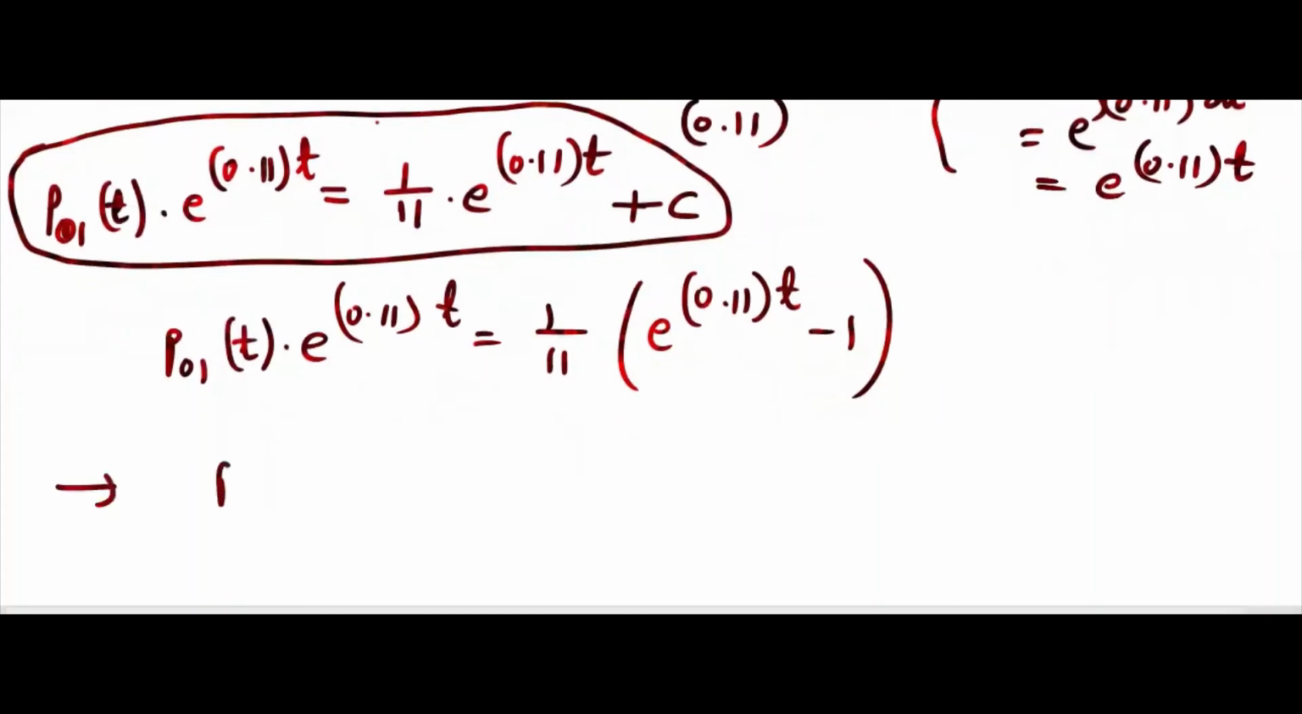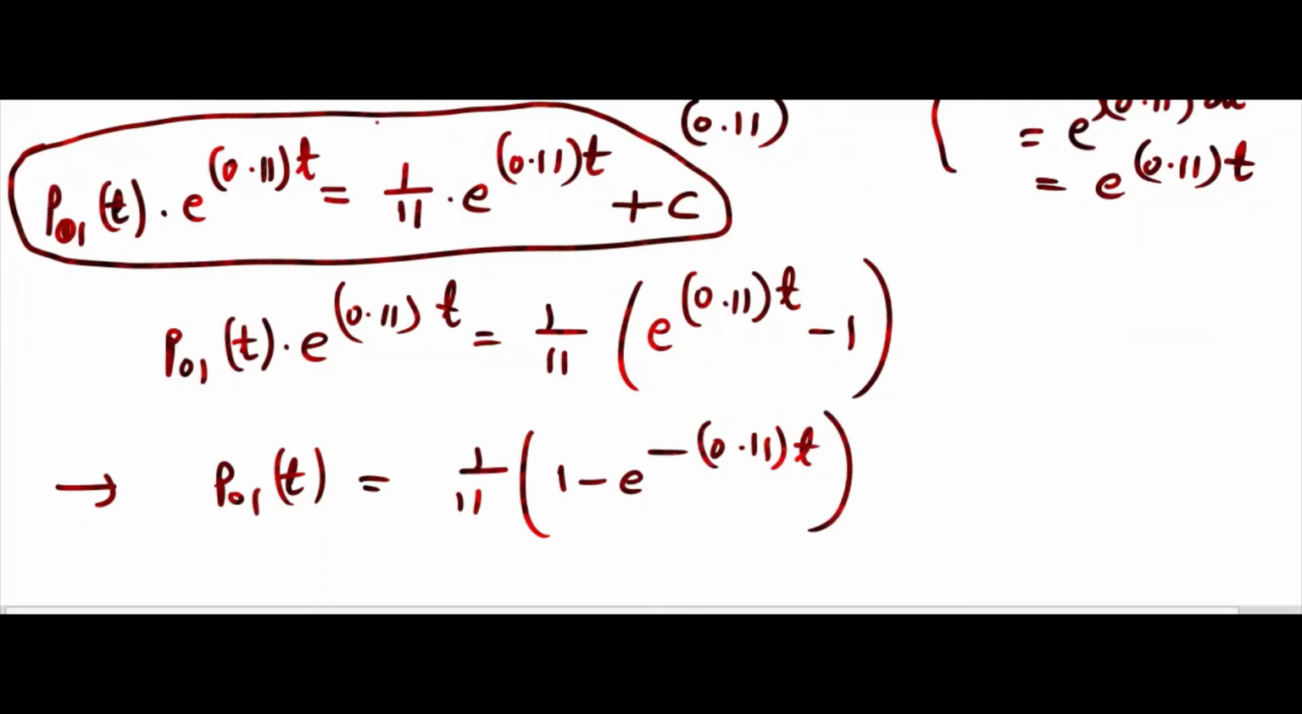So P01 t will be equal to 1 upon 11. You can multiply this one. This will be 1 minus e power minus 0.11 t. This is what we are supposed to get. P01 t is equal to 1 upon 11, 1 minus e power minus 0.11 t. So this you get when you solve the differential equation. Kolmogorov's differential equation, and all P's are there.